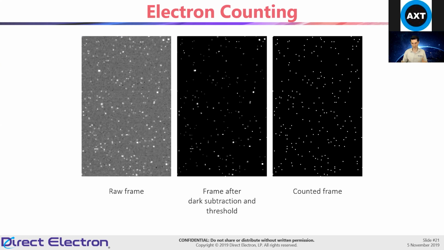And you take the counted frames and add them all together, and that gives you an image that you can actually see. So that would be maybe your dose fractionated image, and then you would take all of those frames and then align them together to get the actual total exposure.